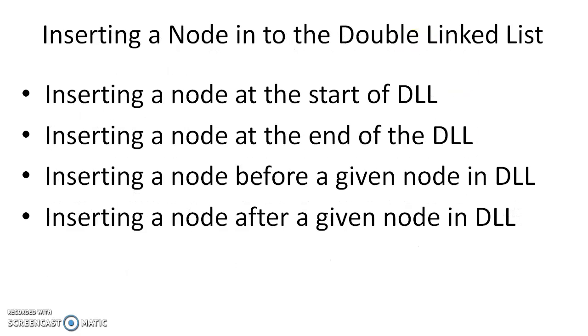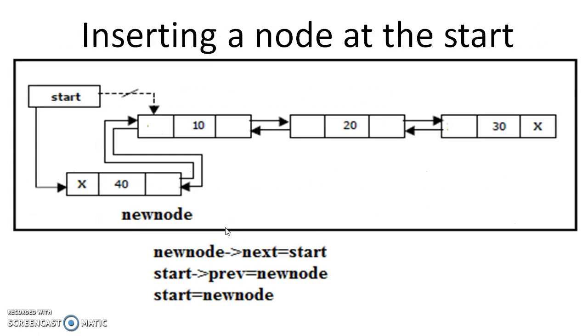And if you see the operations on the double linked list, the first type of operation is inserting a node into the double linked list. We have already seen this in the single linked list. There are 4 types of insertions: inserting a node at the starting of the double linked list, inserting a node at the end, inserting a node before a given node, and inserting a node after a given node. We will see the 4 operations.